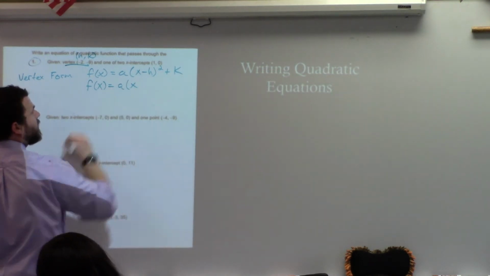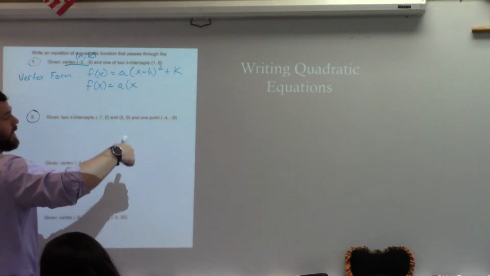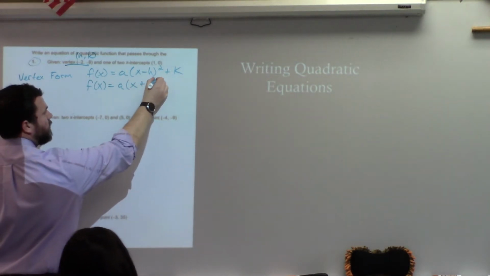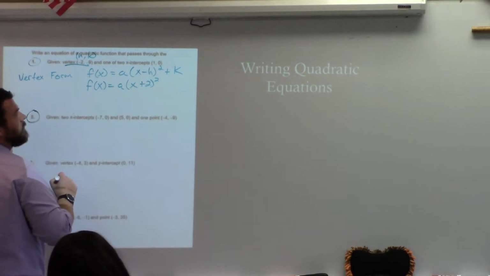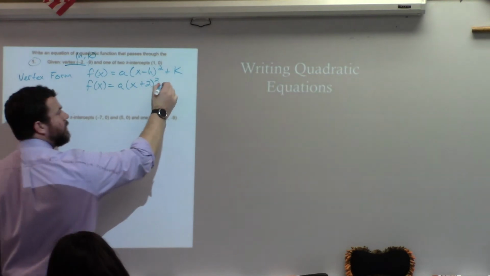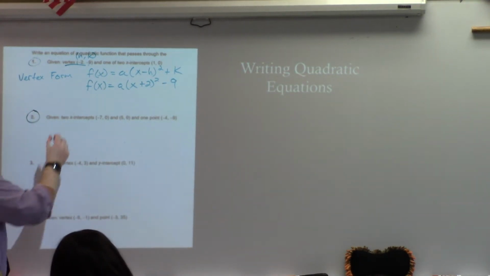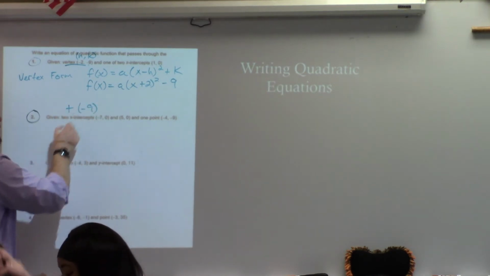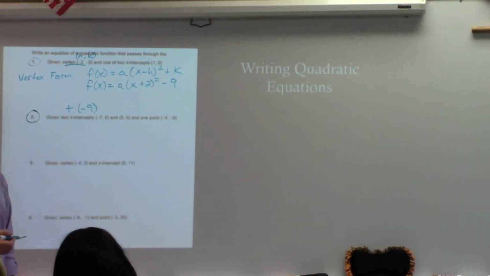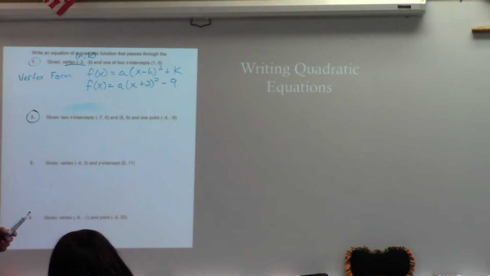a times x minus a -2, or plus 2, squared. Then plus a -9, which would be -9. Because remember, it's adding that k. Instead of adding a negative, I'm just going to subtract. And I'm almost done, except I'm missing what really important number? The a. That's why you're given another point.